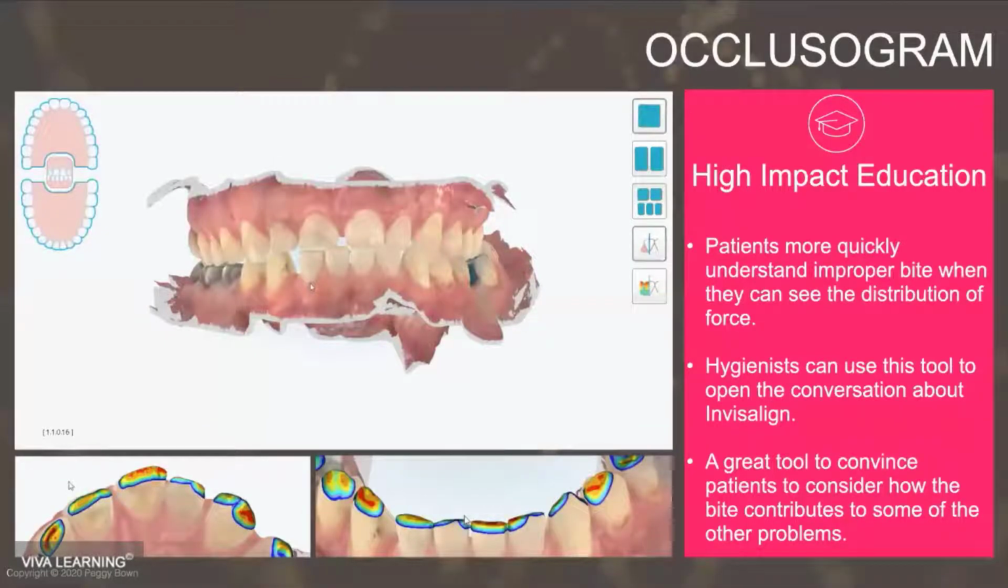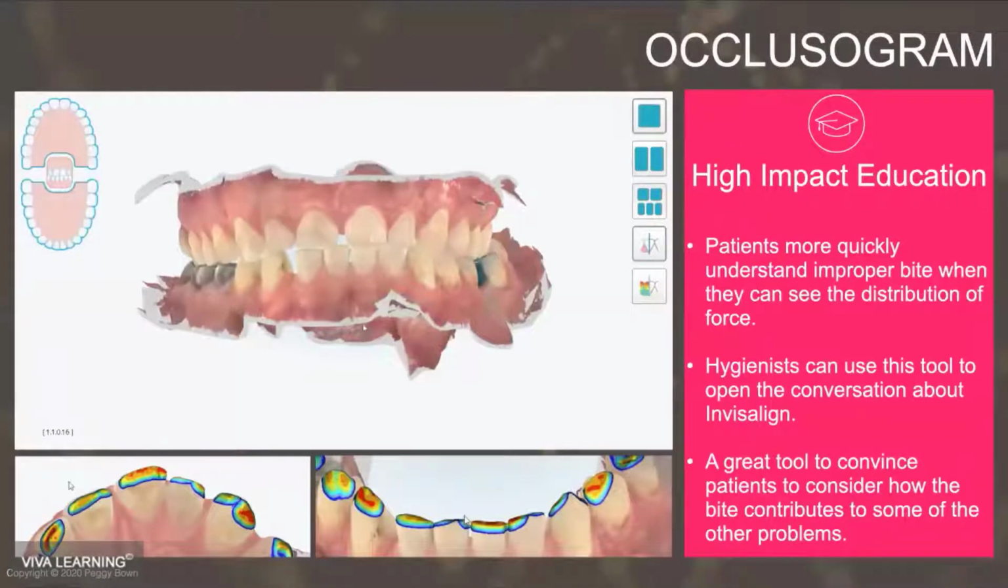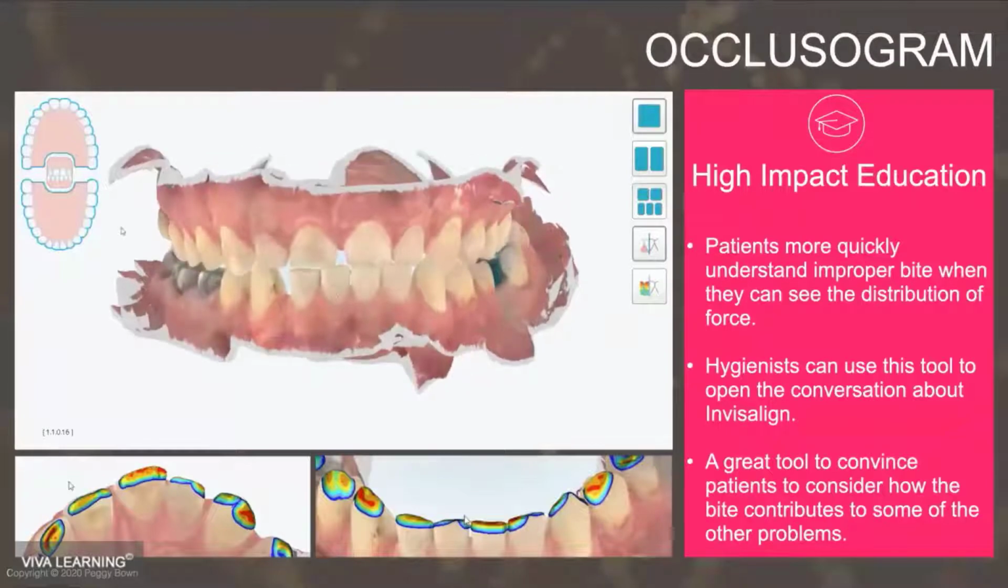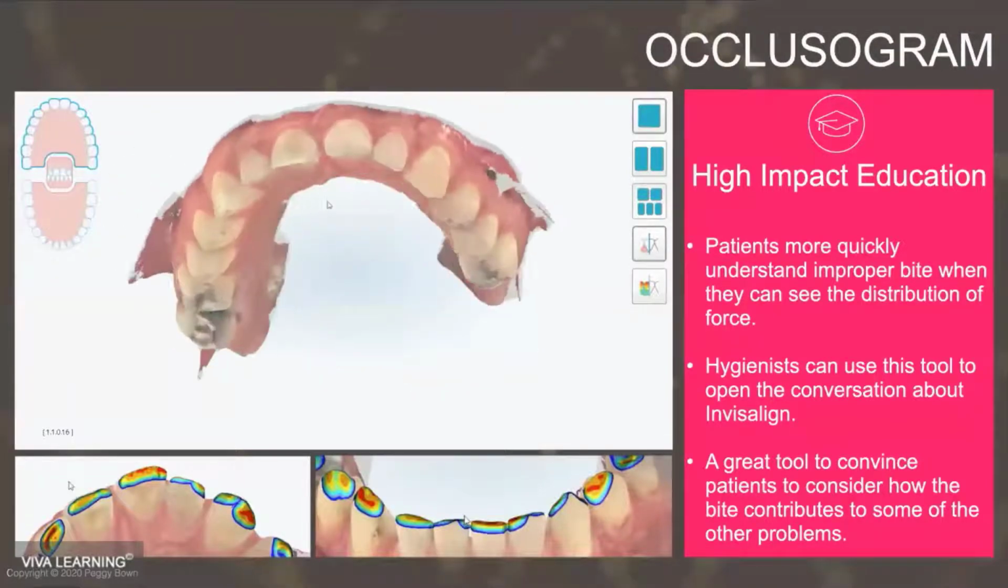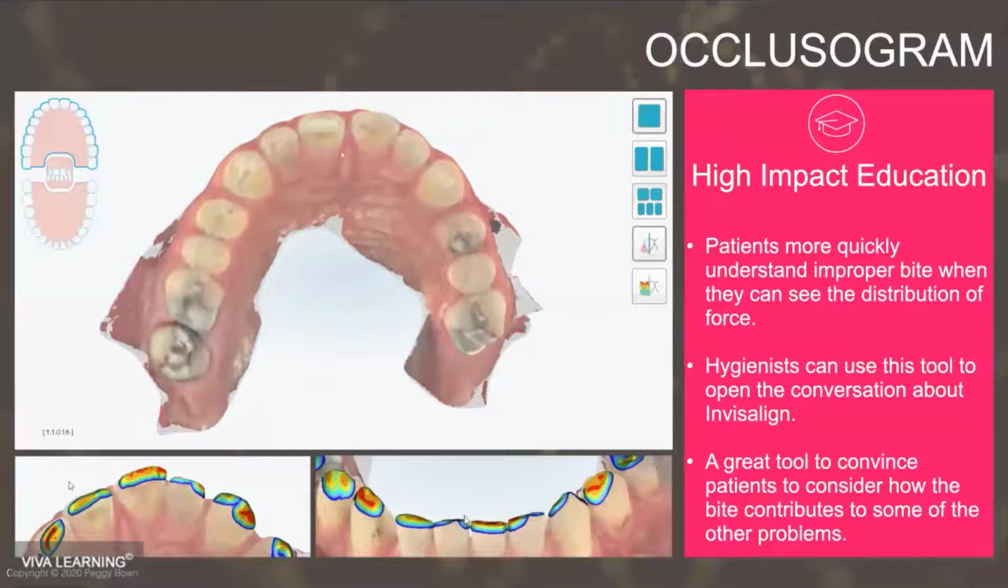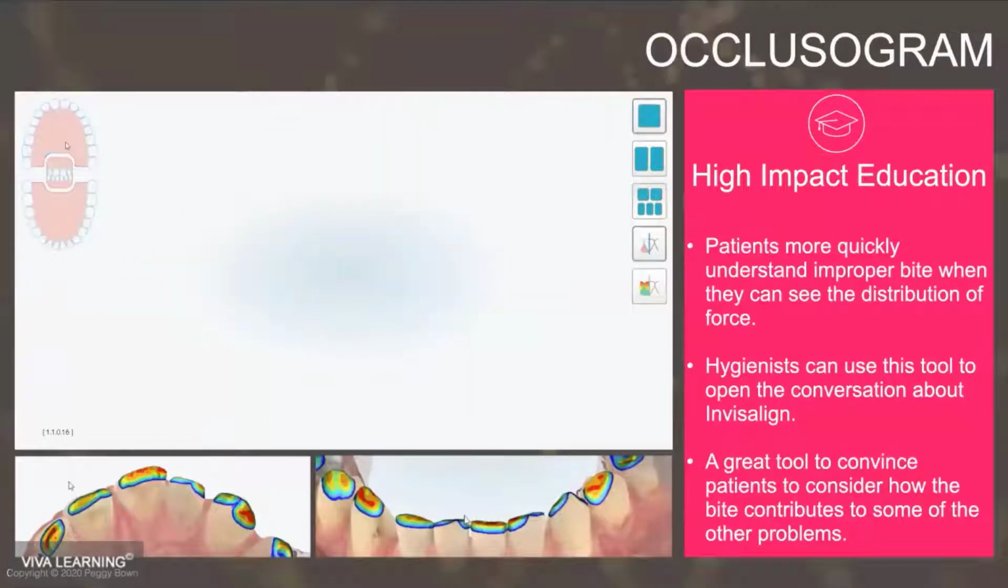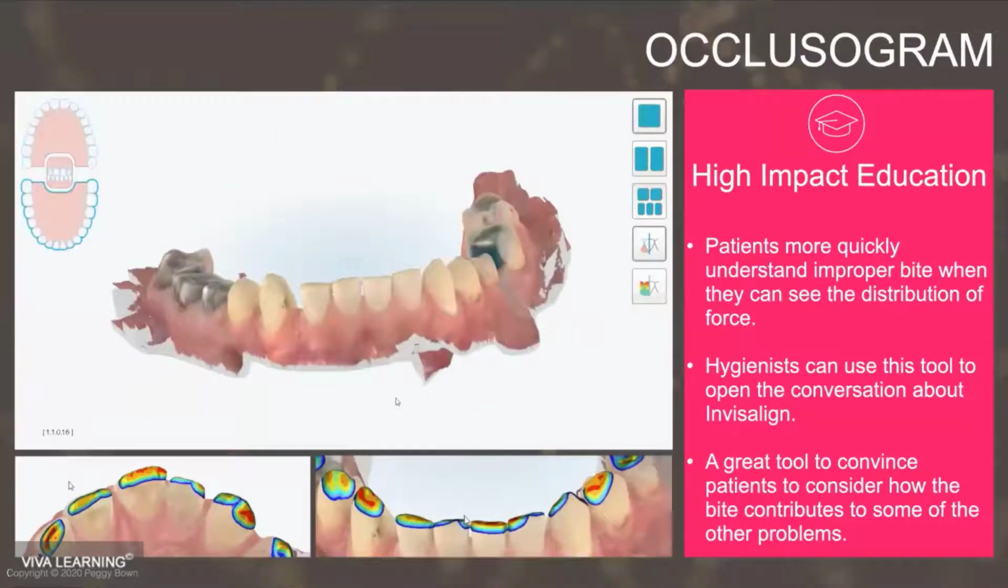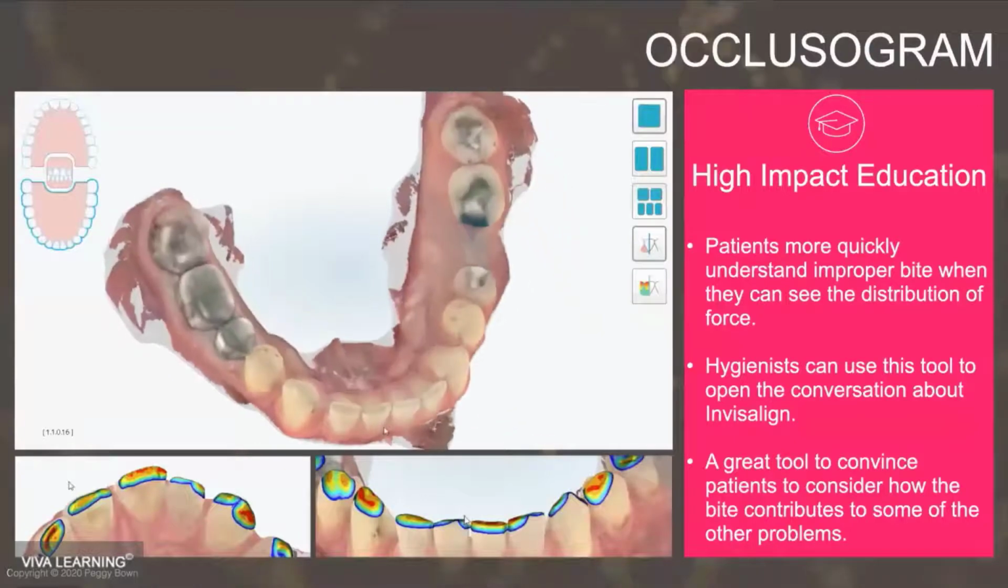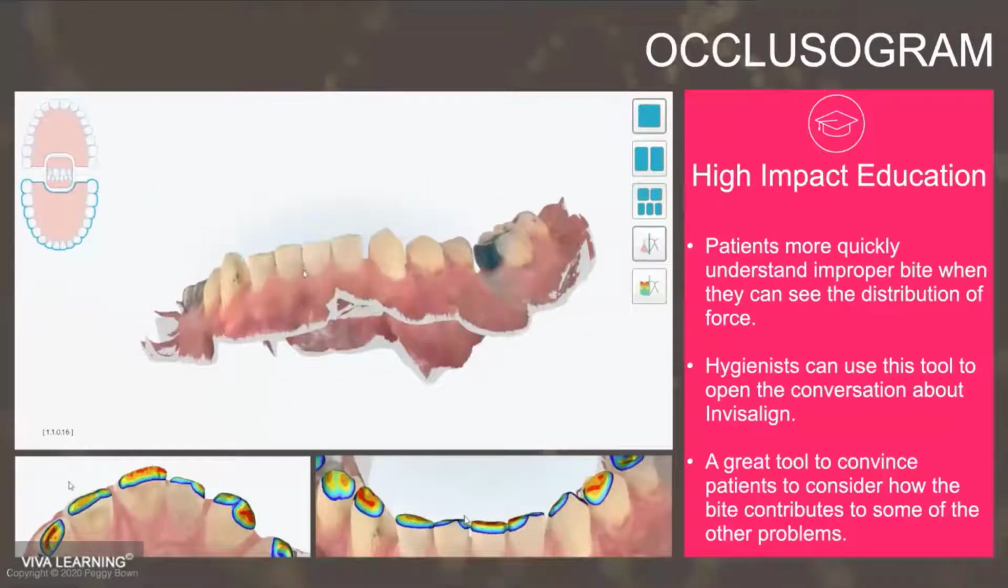The second one is the occlusogram. And now the occlusogram, the patient never has ever been able to understand what we're talking about when we're talking about bites. We have basically almost like a weather map. If you think about a weather map with the red in the center, the worst areas, it's okay to have red, but it's not okay to have red areas in the very front teeth or in some places. So sometimes there's an uneven distribution.